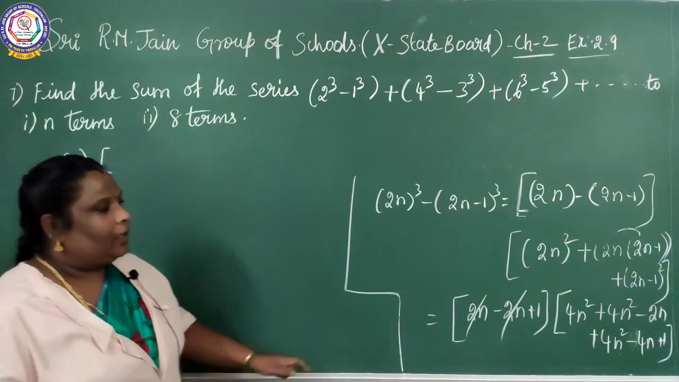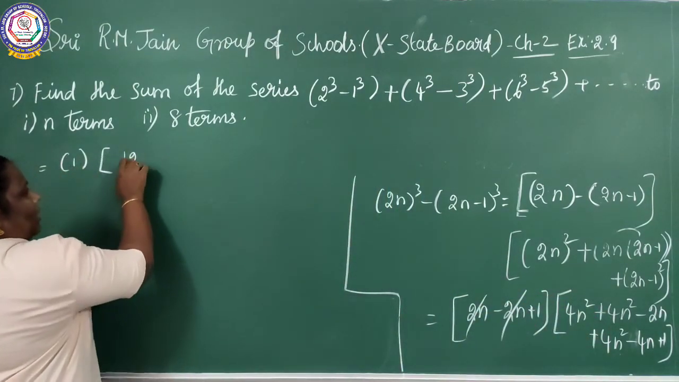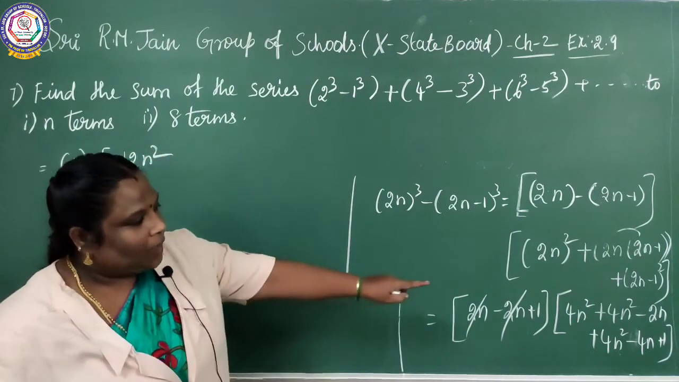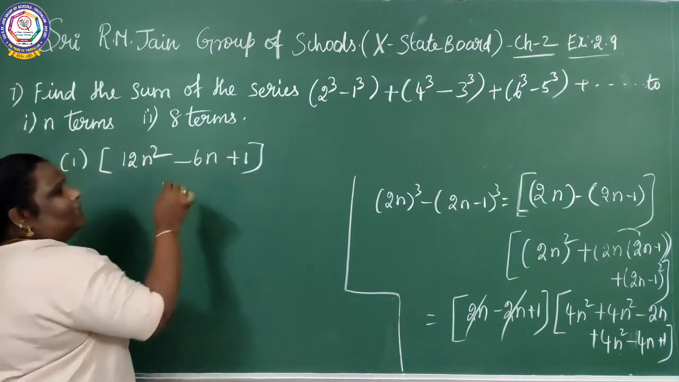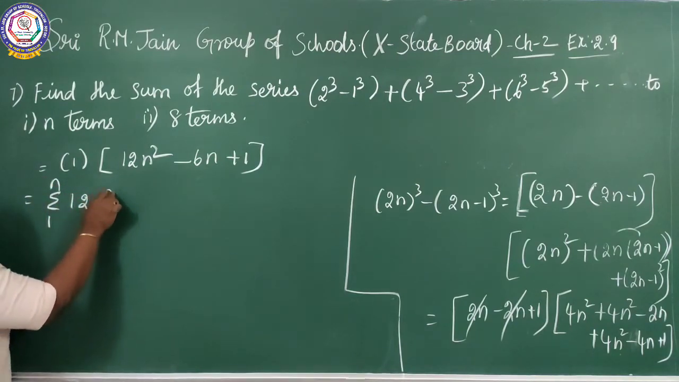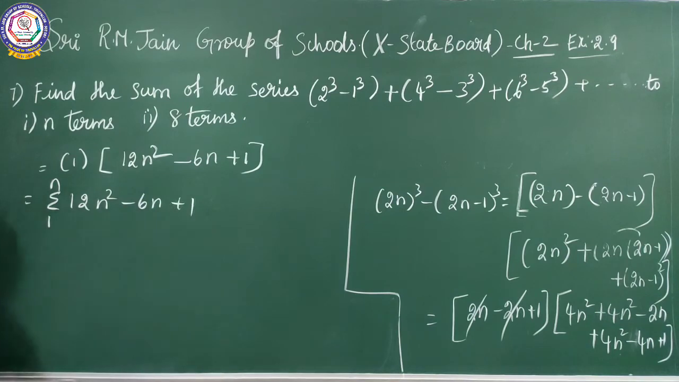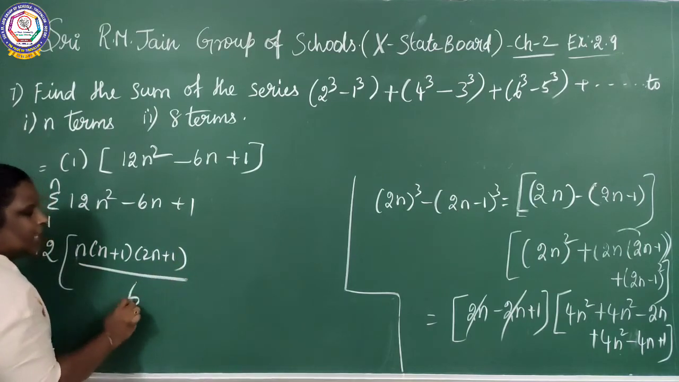Into, see here 4n square plus 4n square plus 4n square is nothing but what? 12n square, minus 2n minus 4n is minus 6n plus 1. So you will write sigma 1 to n of 12n square minus 6n plus 1. Now you apply the formula. 12 into the sum of the squares of the n natural numbers. What is the formula? n into n plus 1 into 2n plus 1 by 6.